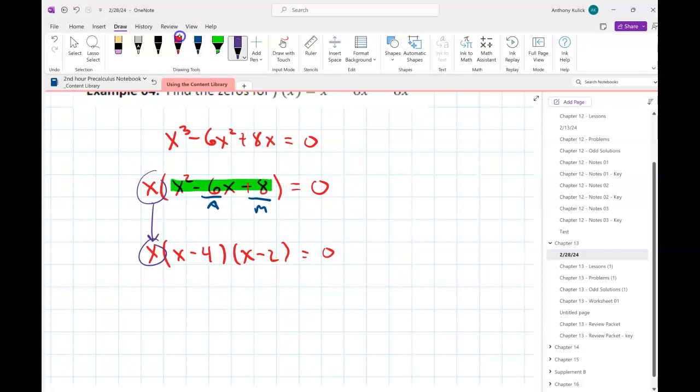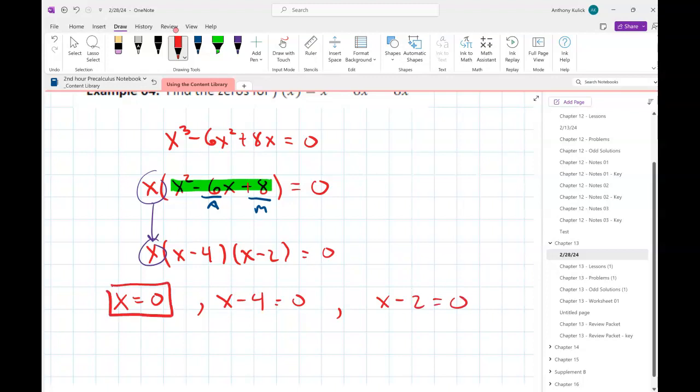So to solve this, we're going to use what's called the zero product property. What the zero product property says is if you have some stuff that multiply together and it equals 0, at least one of those things that you're multiplying together has to be 0. So what are the 3 things that we're multiplying together in this problem? x, x minus 4, and x minus 2.